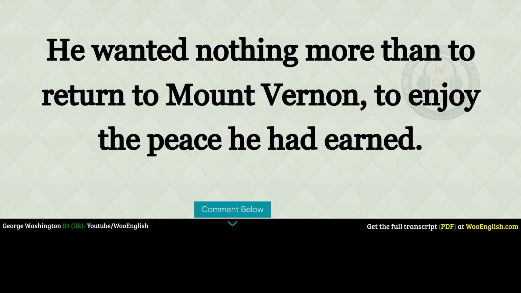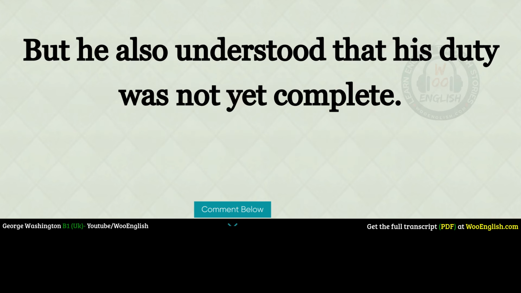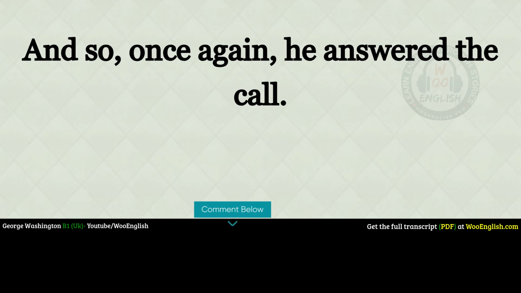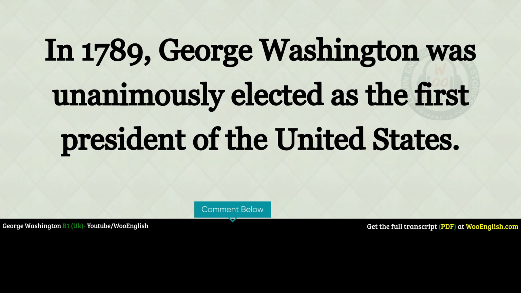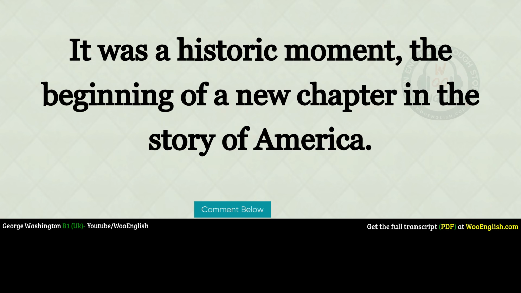He wanted nothing more than to return to Mount Vernon, to enjoy the peace he had earned. But he also understood that his duty was not yet complete. The nation needed him. And so, once again, he answered the call. In 1789, George Washington was unanimously elected as the first president of the United States. It was a historic moment, the beginning of a new chapter in the story of America.